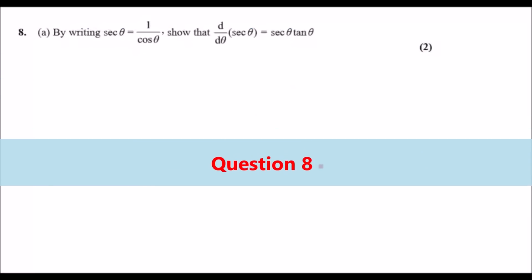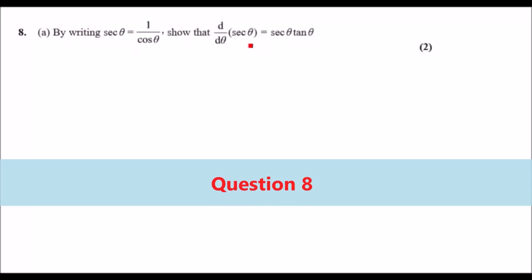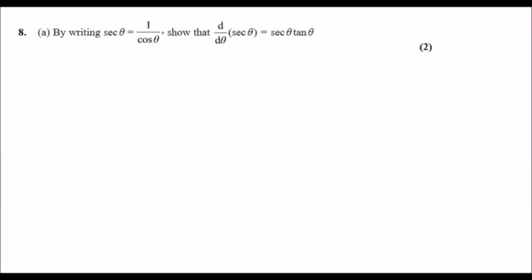So by writing sec theta equals 1 over cos theta, show that the derivative of sec theta equals sec tan. Now, my tip for these kinds of questions: every time you have a sec, a cosec, or a cot, always, and I mean it, always rewrite them in terms of sine, cos, and tan. It's because differentiating those is very easy, even though you're probably told how to differentiate them. Now, looking at this question, we want to differentiate sec, and it told us it's equal to 1 over cos.